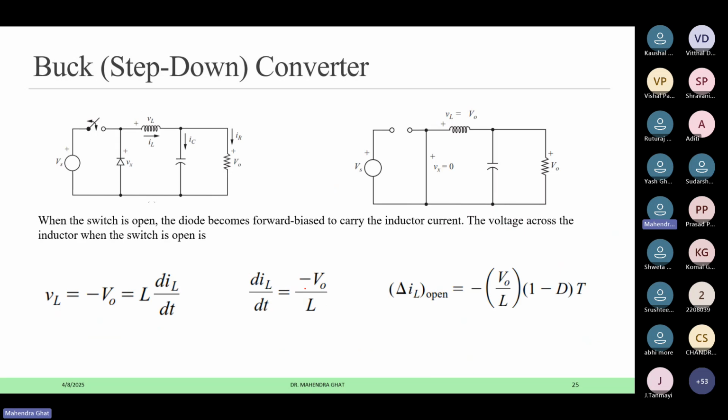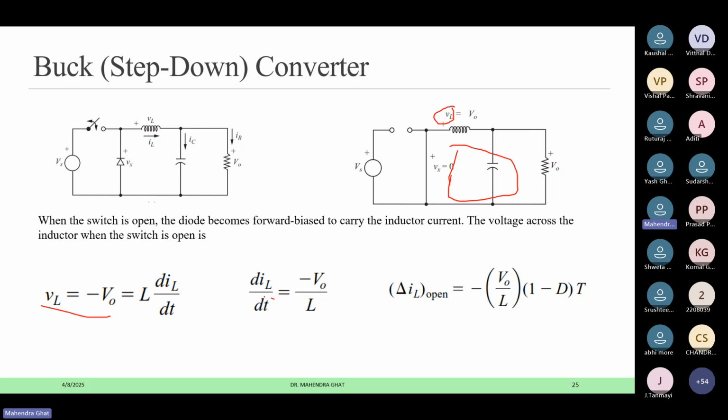Similarly, when the switch is off, we can do a similar thing. What is happening now? The diode is forward biased and the switch is open, so this is the path you are getting. In this case, if I calculate VL, this is the KVL you have to apply. So VL is equal to minus VO. And again, VL is nothing but L dIL by dt. Again I take the L on this side, so you get minus VO by L.